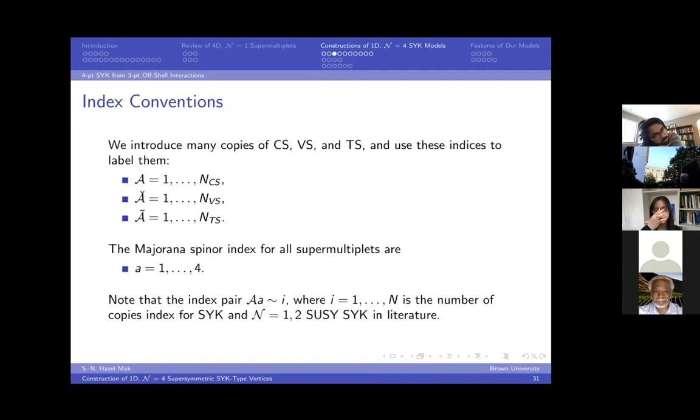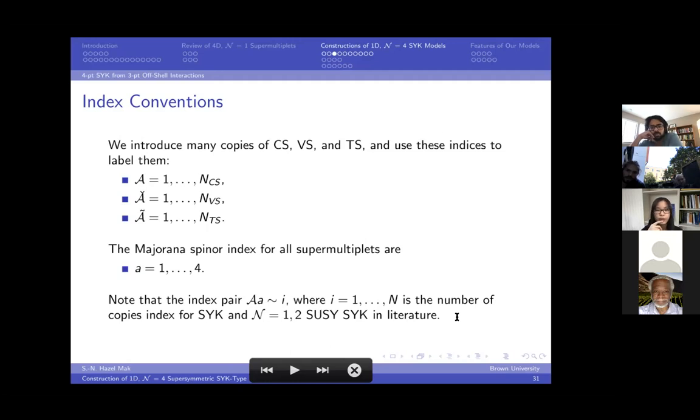And before we jump into that, let me also introduce some of the index conventions that we have. This is a Majorana spinor index that runs from 1 to 4 for 4D. But then we also have another index that labels the number of copies of these chiral, vector or tensor supermultiplets, because each of them just contains one fermion, but we are constructing SYK, so we need N of them, and N is large. So this is the index that we use to label them.